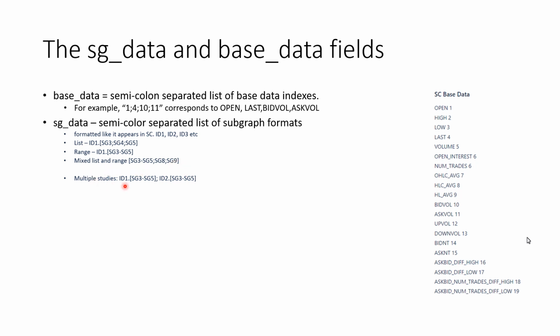Aside from that, I can also have subgraph data equaling multiple studies and subgraphs within a single call. So in this example, I have subgraph 3 to subgraph 5 from ID 1, and also subgraph 3 and subgraph 5 from ID 2. And this can go on. Using this format, I can basically specify which base data and which subgraph data I want to receive.